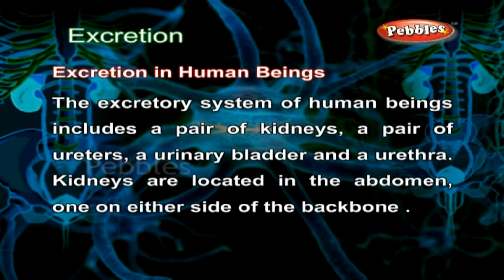Excretion. Excretion in human beings. The excretory system of human beings includes a pair of kidneys, a pair of ureters, a urinary bladder, and a urethra. Kidneys are located in the abdomen, one on either side of the backbone.